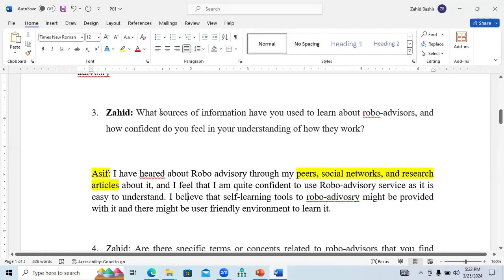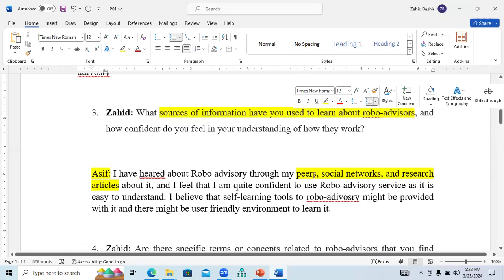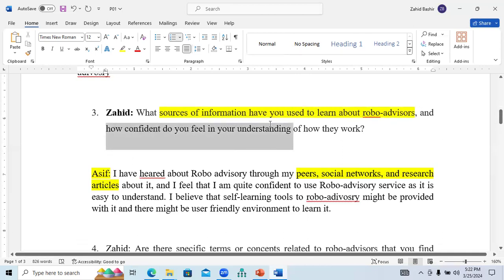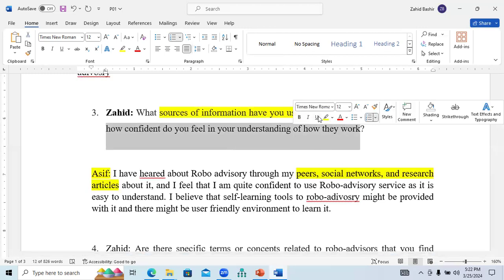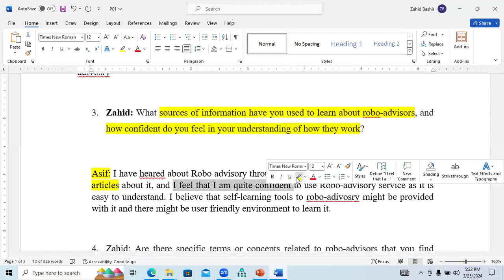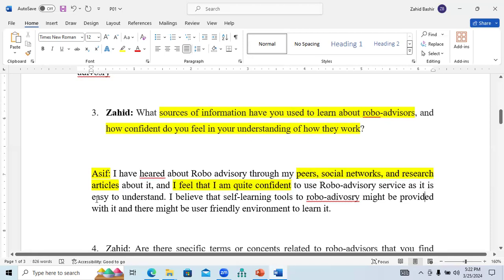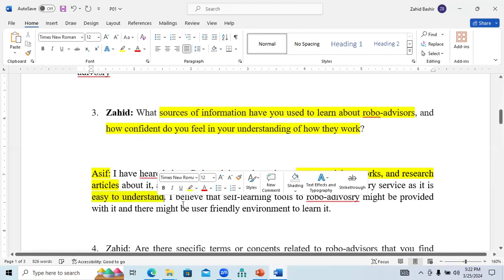So I was discussing the source of information that he used for learning about robo advisory. This is my question, and he said that he has learned about robo advisory through his peers, social networks, and research articles. The second question that I asked was whether he is confident in understanding how the robo advisory works. So he said, I feel that I am quite confident. So this is the answer. He is quite confident to use robo advisory service as he thinks it is easy to understand.